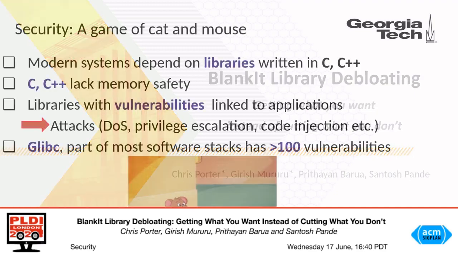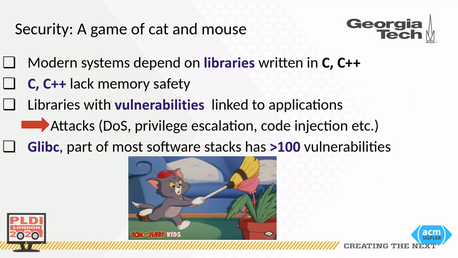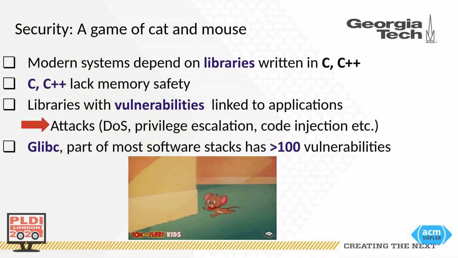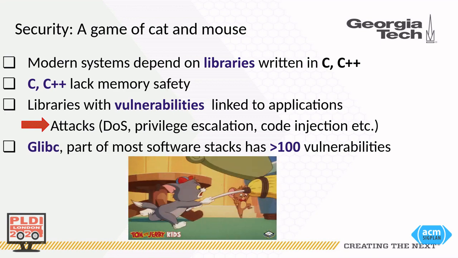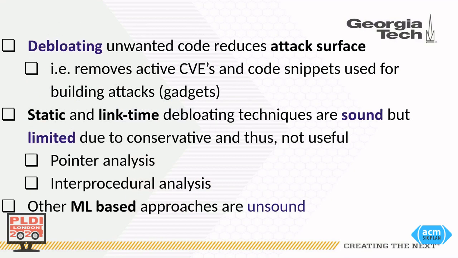Blanket library debloating. Security continues to be a never-ending game of cat and mouse, so what can we do? Well, we know that software systems still rely on C and C++ libraries which lack memory safety. Applications linked with glibc, for example, become exposed to attacks like denial of service and code injection. And we know that debloating allows you to get rid of potentially harmful code.